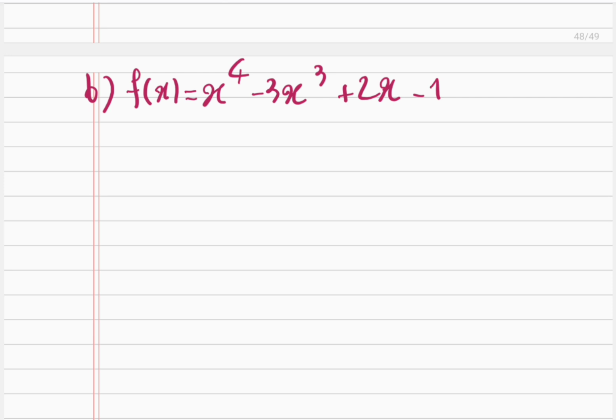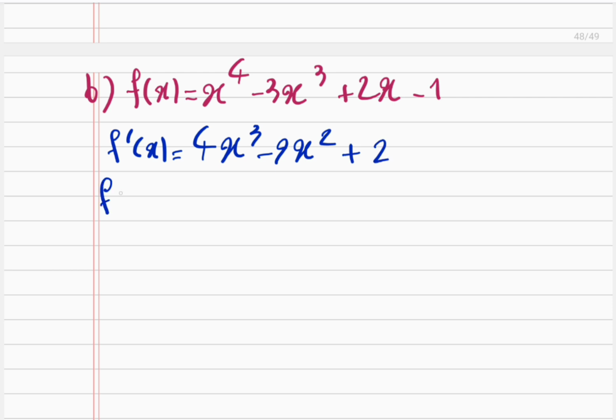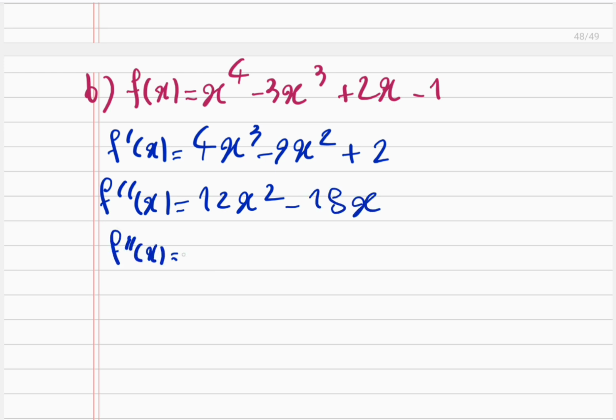Anyway, now let's do part B. Okay, part B, we have this function, which is another polynomial. And in part I, we want to show that the function is convex. But let's find the second derivative first. So f dash x is equal to 4x cubed minus 9x squared plus 2. The second derivative is equal to 12x squared minus 18x, and we have a quadratic. We don't need to solve that right now, we can just factorize it. So I'm just going to write this as 6x times 2x minus 3.